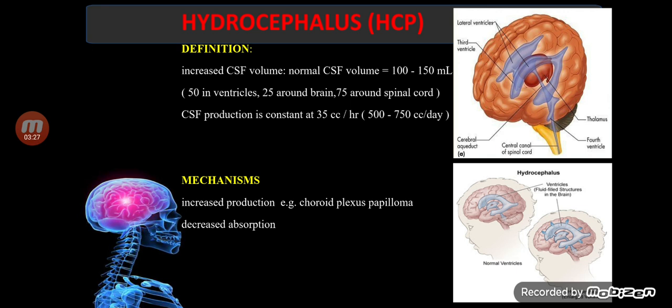So hydrocephalus is defined as an increment in the CSF volume. You remember that the normal CSF volume is about 100 to 150 cc. 50 cc of it is located within the ventricles, 25 cc around the brain, and 75 cc around the spinal cord. You may also remember that CSF production should remain constant at about 35 cc per hour, which equals 500 to 750 cc per day. The mechanism that lies behind the existence of hydrocephalus is either an increment in the production or a decrement in the absorption.